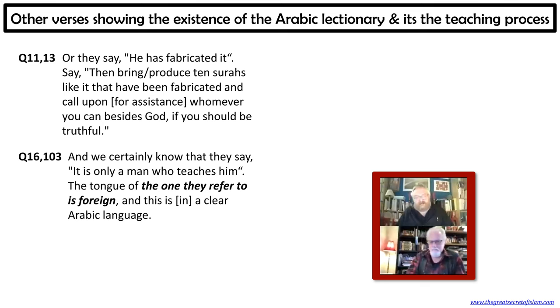In Surah 16, verse 103, and we certainly know what they say, "It is only a man who teaches him. The tongue of the one they refer to is foreign, and this is in a clear Arabic language." So here we have evidence that there were at least one teacher or several teachers that were teaching the preacher. And we have also evidence here that those teachers were not Arabs. They spoke a foreign language. Which language was it? I think they spoke Aramaic, because it was about translating the sacred scriptures, the Jewish sacred scriptures, into Arabic. And so they spoke Aramaic. And here we kind of understand who the teachers were.